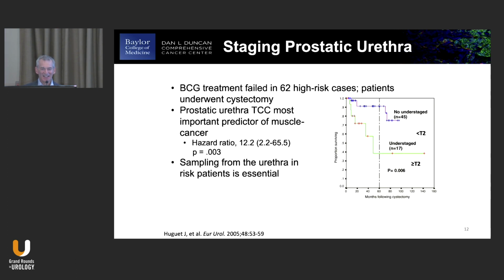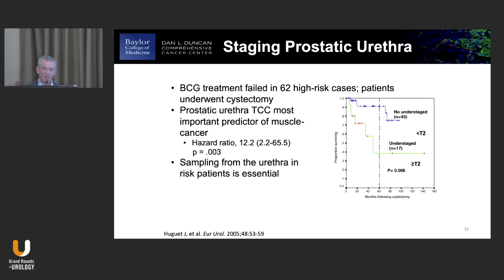Next slide, please. So staging the prostatic urethra in patients who have recurred after BCG, so this BCG unresponsive patient population, understaging the prostatic urethra has profound negative impact on overall survival. These are survival curves. So you have to get it. Now, what do you do if you find it, right? So that patient probably has an a priori indication for cystectomy.